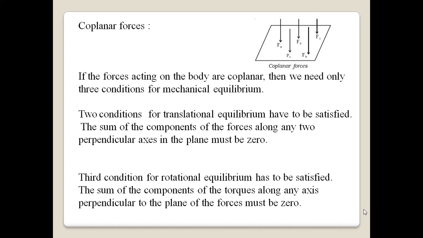Now, what about rotational? How will rotational equilibrium be satisfied? So, if the first two conditions for translational equilibrium are in one plane, then for rotational equilibrium, the torque will be in a perpendicular direction. For example, if the coplanar forces act along the xy plane, then for rotational equilibrium, the torque will act along the z axis. There will be only one condition satisfied here. So when coplanar forces act on a rigid body, there will be only three conditions for mechanical equilibrium. Two conditions are for translational equilibrium and one condition is for rotational equilibrium.